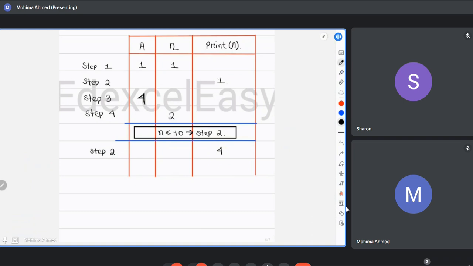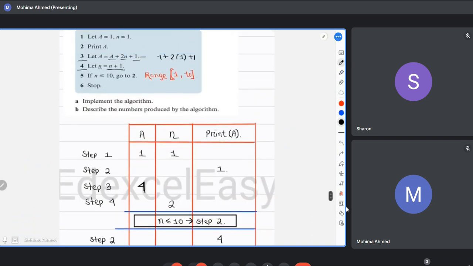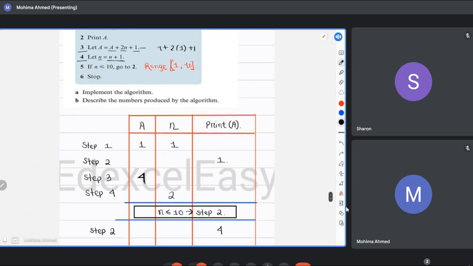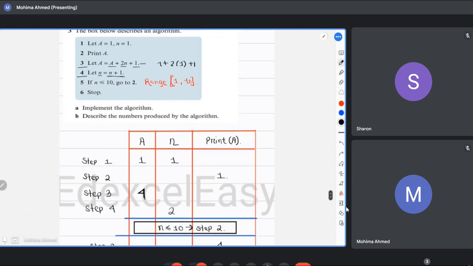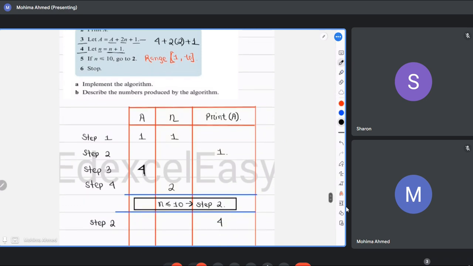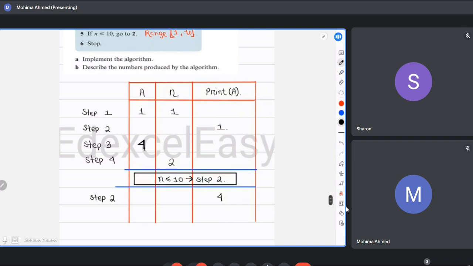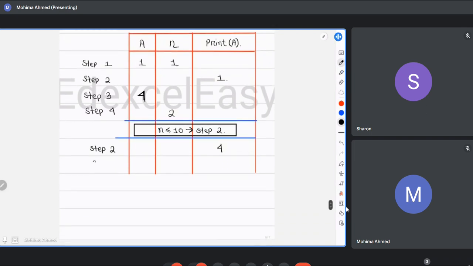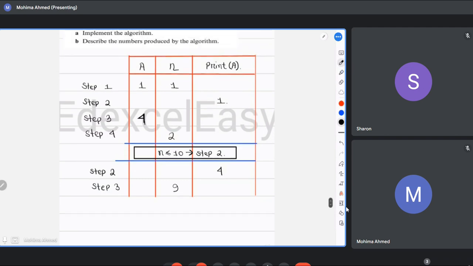Then again, I'll continue. After step 2, we'll move on to step 3. The new value for a was 4, and this time the new value for n was 2. So this time the formula would be 4 plus 2, 2 plus 1, right? Yes, which is 8 and 9, right? This one becomes now 9, right? So this is now going to be step 3, which is now 9. Sorry, 9 was over here, supposed to be 9.